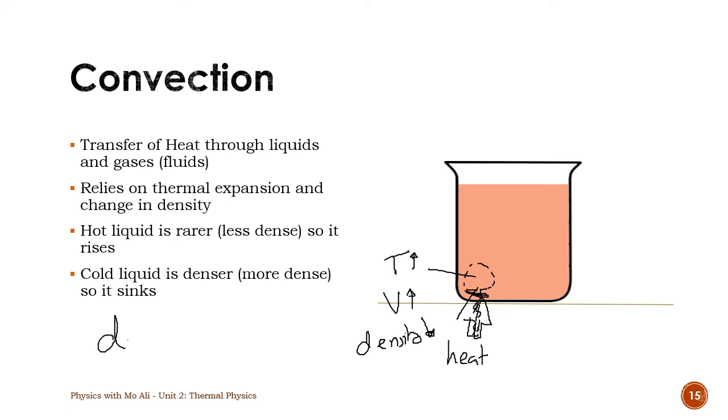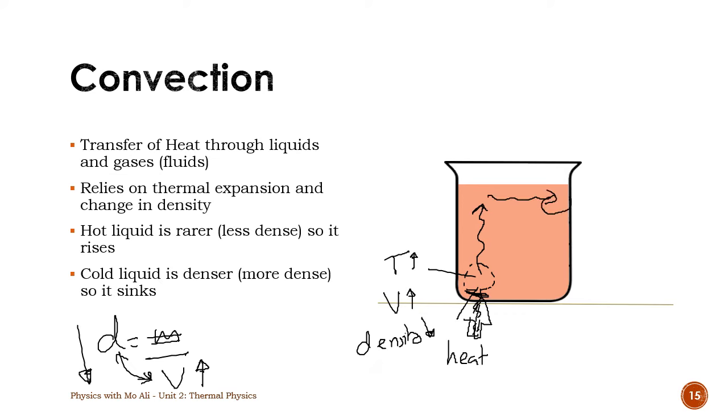Remember, density is equal to mass over volume. Usually, the density of a substance is always constant. However, when you heat something up, the mass does not change because temperature doesn't really affect mass, but the volume increases. And when the volume increases, its density decreases because these are inversely proportional. So because this liquid is less dense compared to the rest, it starts to rise up and it fills up the upper part of the liquid.